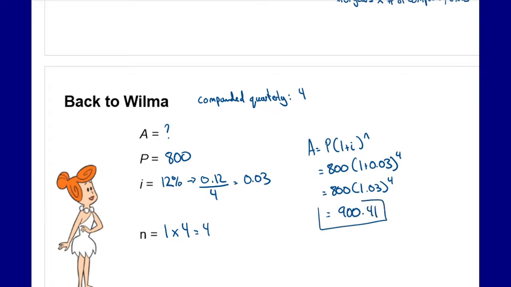So again, the same value that we got from the table. So this is just to show that that equation does work. It's a lot simpler to use this formula rather than going through the table.